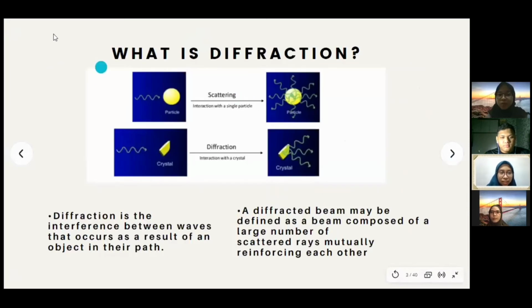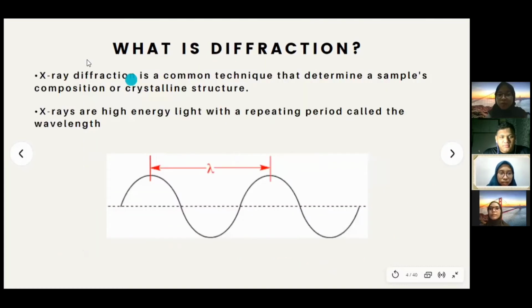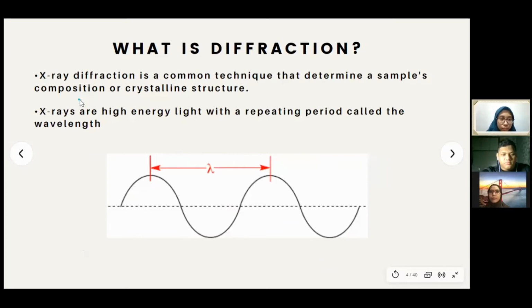So what is diffraction? Diffraction is the interference between waves that occurs as a result of an object in their path. A diffracted beam may be defined as a beam composed of a large number of scattered rays mutually reinforcing each other. So diffraction is a common technique that determines a sample's composition or crystalline structure, using a high energy light with a repeating period called the wavelength.